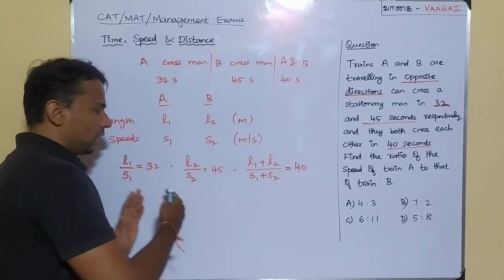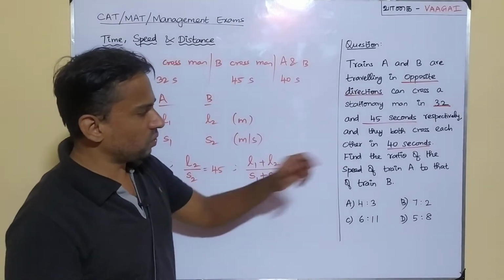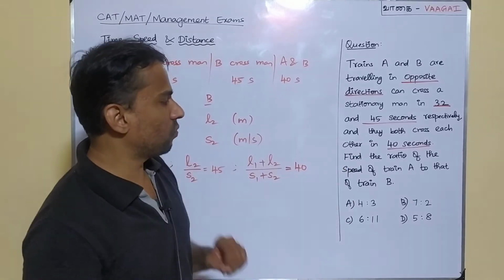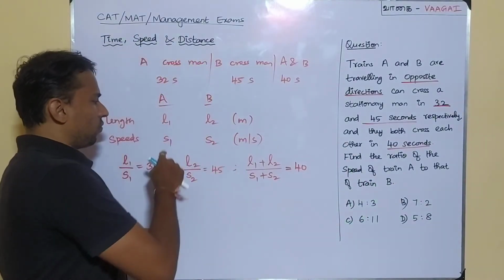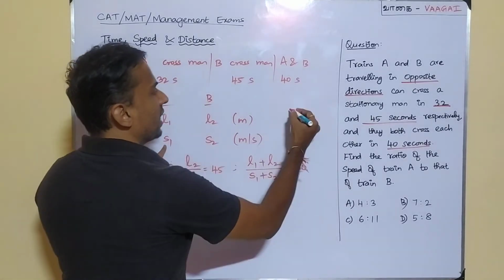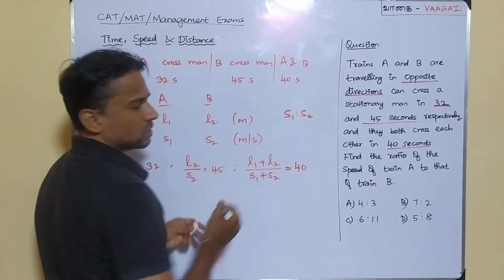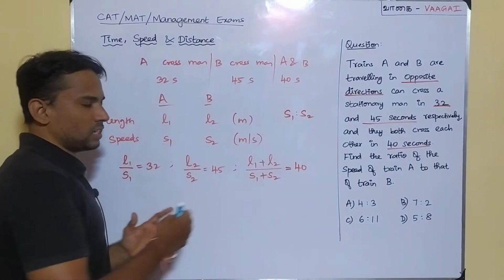But what we need to find is the ratio of the speeds of the two trains. So we actually need the value of S1 is to S2. This is what is asked in the question. This is going to be quite simple because we have formed the relations here, right?